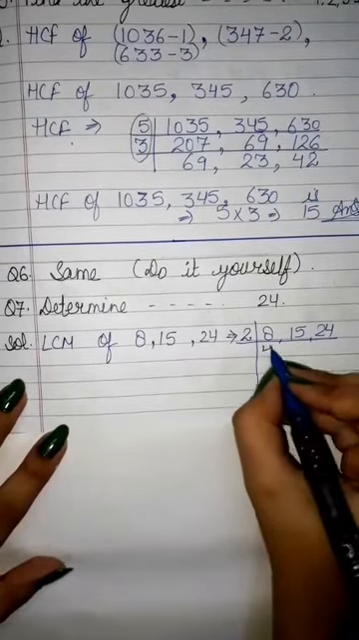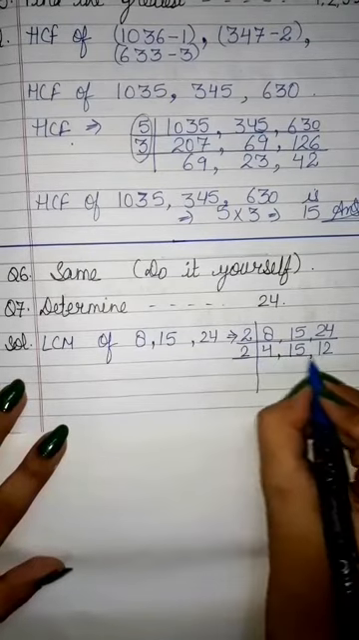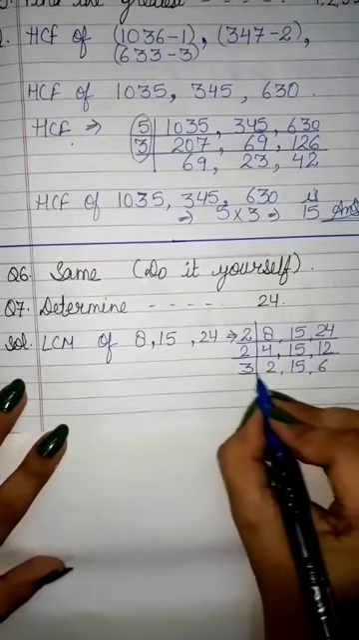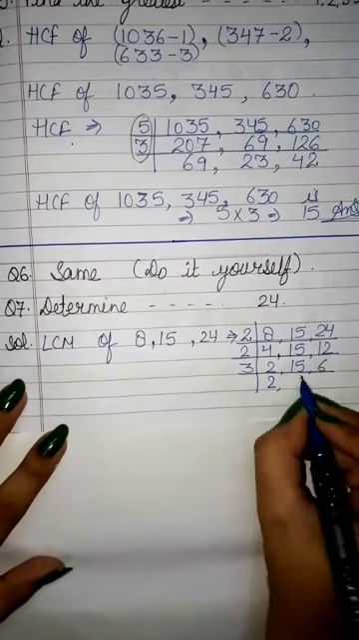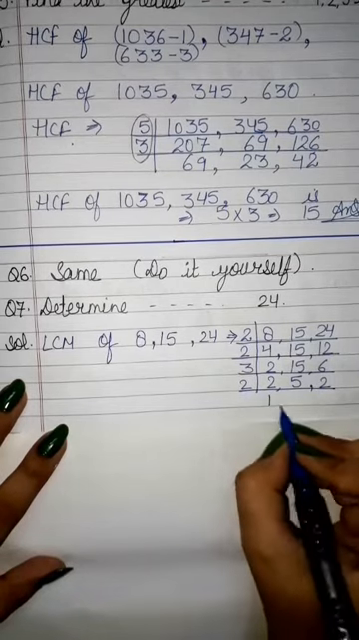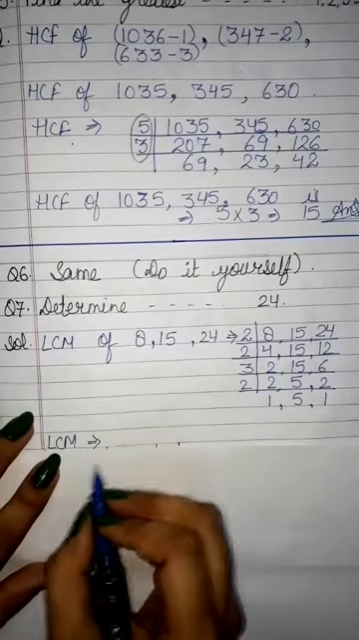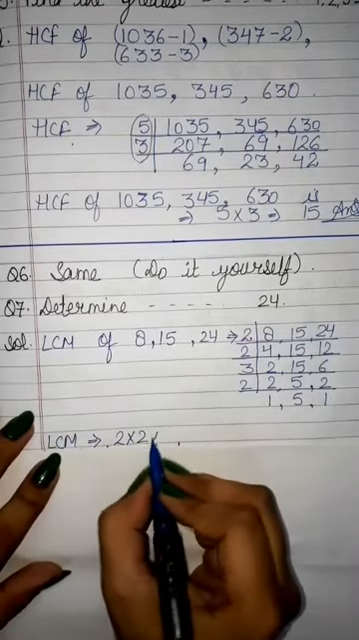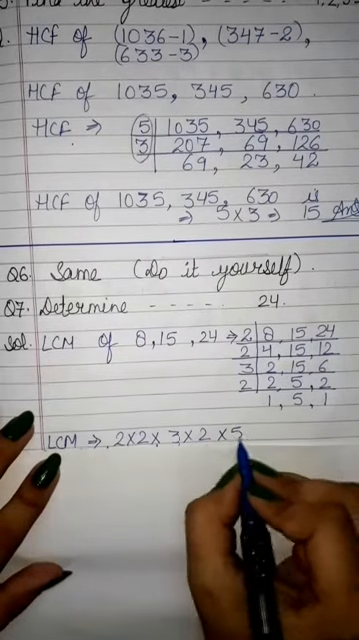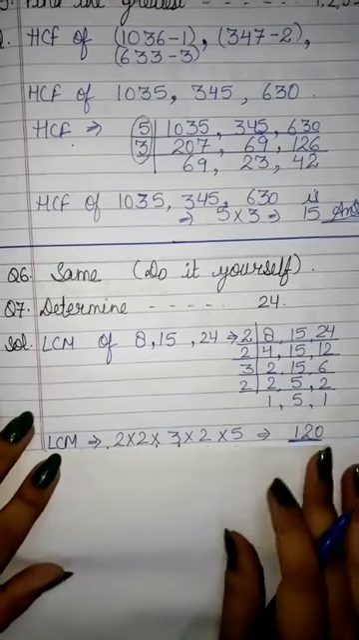By 2, 2 4s are this 15 same, then 12. Then again by 2, 2 2s are 15, then 6. Now by 3, 2, 3 5s are 15 and 2. Now again by 2, 2 1s are, then 5 same, 2 1s are. Now LCM will be 2 into 2 into 3 into 2 and this remaining 5 as well. So you will be getting 120. When you multiply, you will get this LCM.